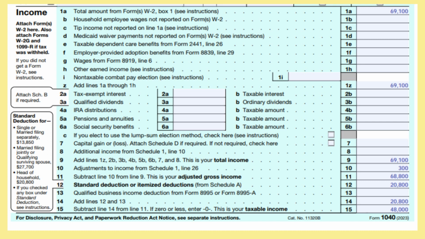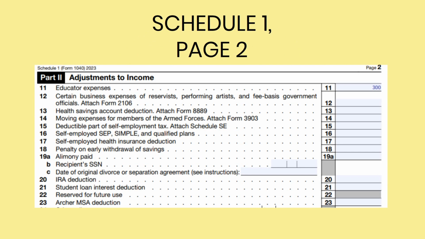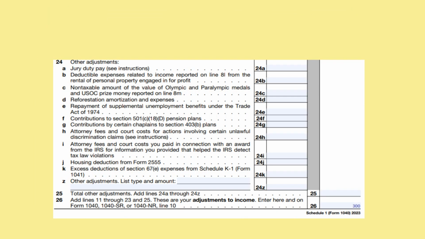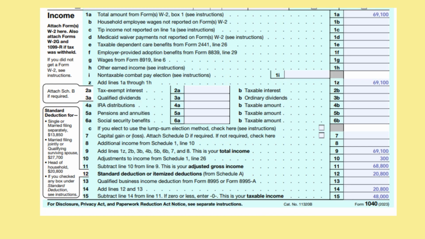In our example, you are a middle school teacher and you had educator expenses of $300. Put this on Schedule 1, Part 2 on line 11. Carry this down to line 26 of Schedule 1 and enter it on line 10 of your Form 1040. On line 11, subtract line 10 from 9 to arrive at $68,800.